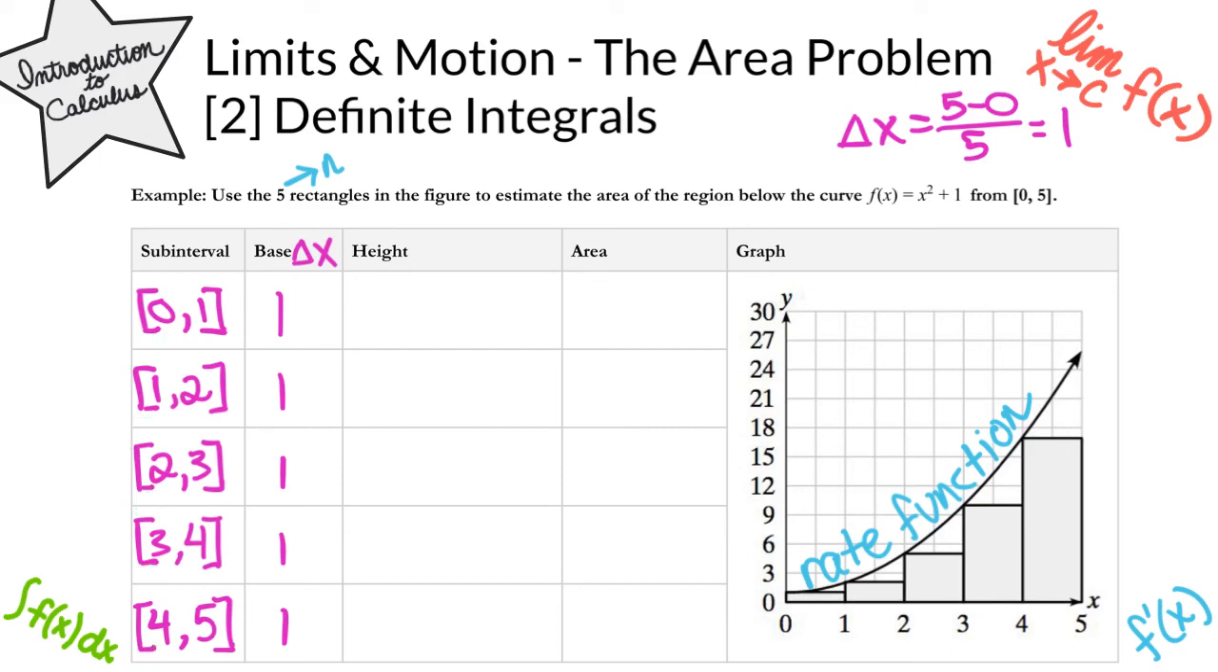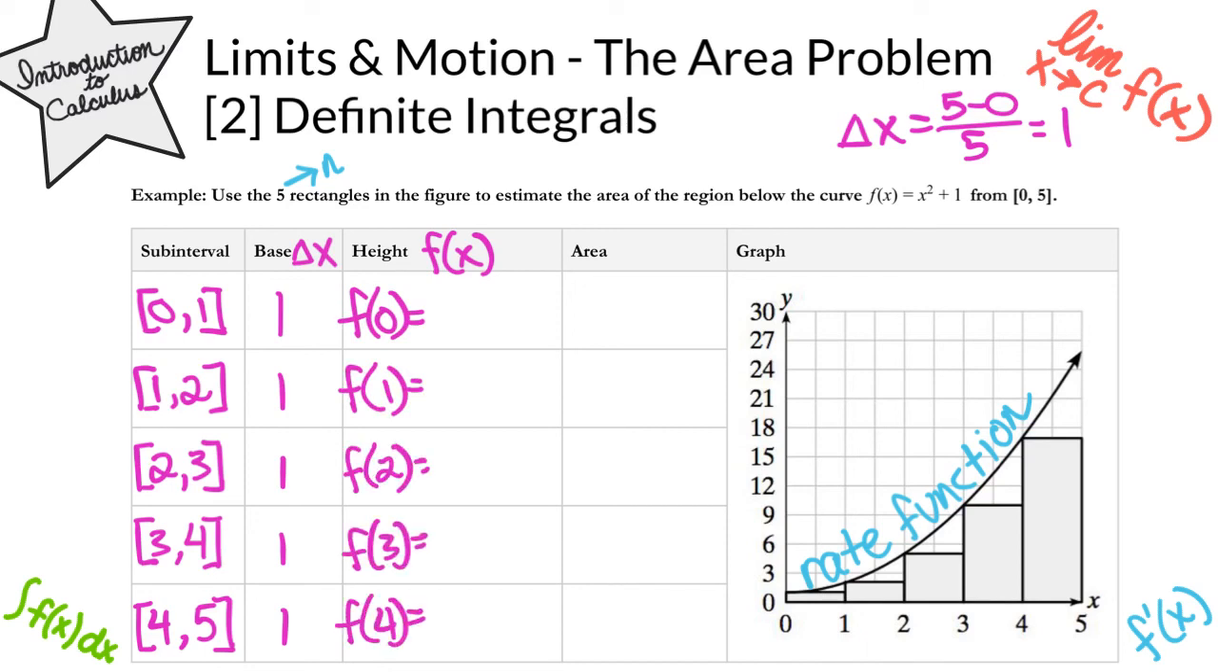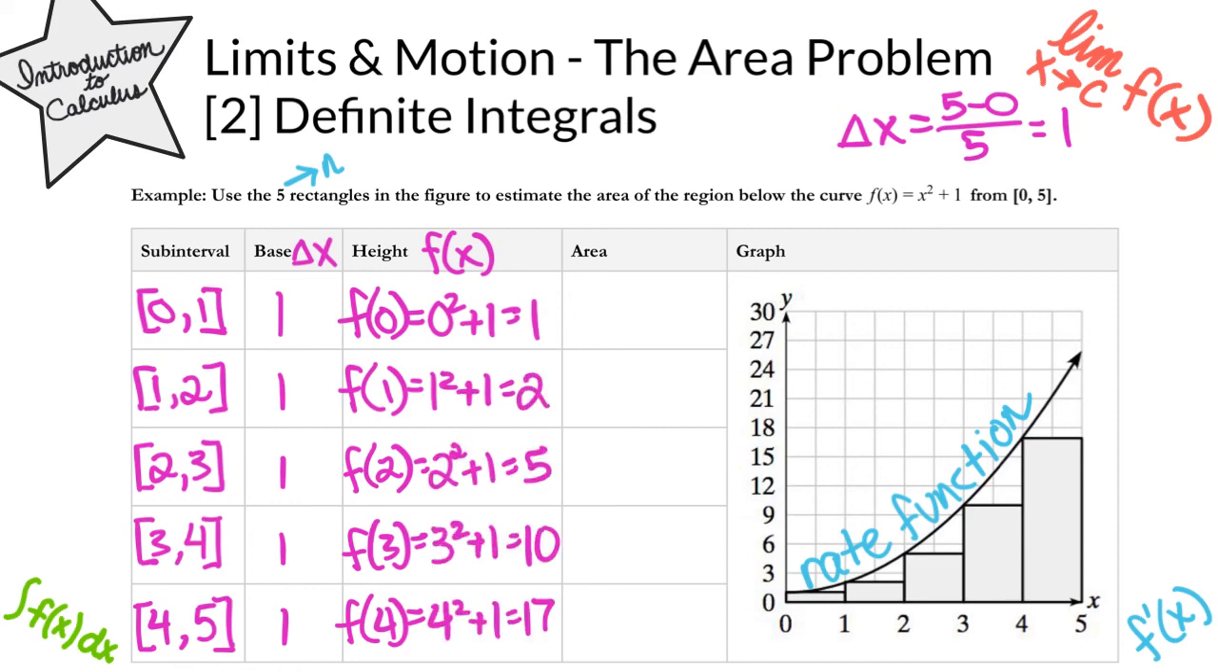So in step 2, we'll calculate f of x for each of those endpoints. So f of 0, f of 1, f of 2, f of 3, and f of 4. F of 0 is 0 squared plus 1, which is 1. F of 1 is 1 squared plus 1, which is 2, and so on. So we have 1, 2, 5, 10, and 17 for our heights.